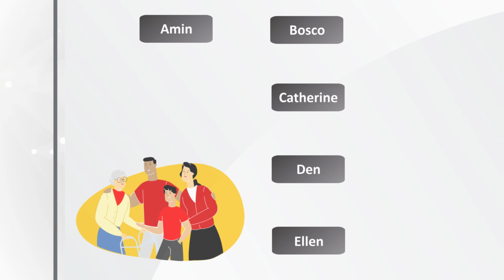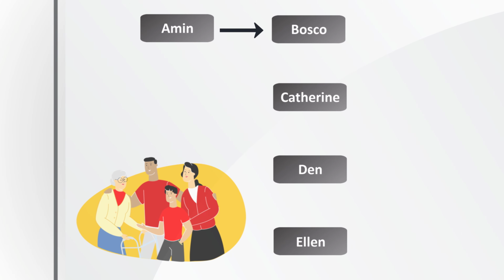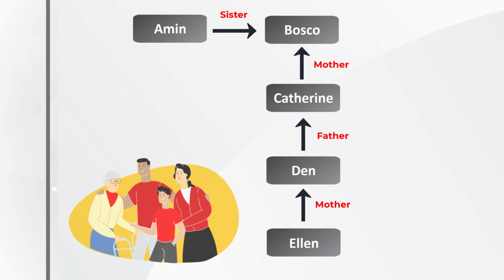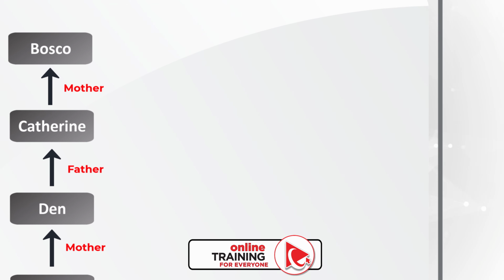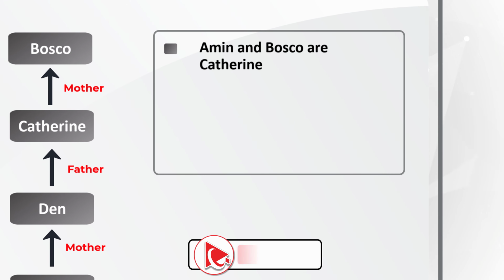Let's do it one step at a time. Amin is Bhaska's sister. Catherine is Bhaska's mother. Dan is Catherine's father. And Alan is Dan's mother. Now let's look at the conclusions we can draw from this diagram. Amin and Bhaska are Catherine's children.